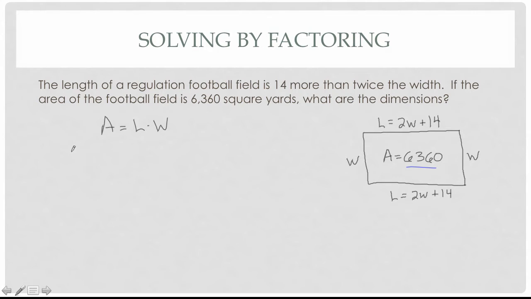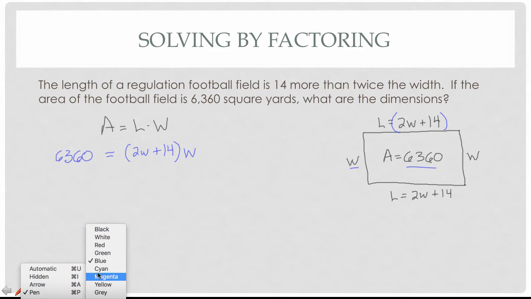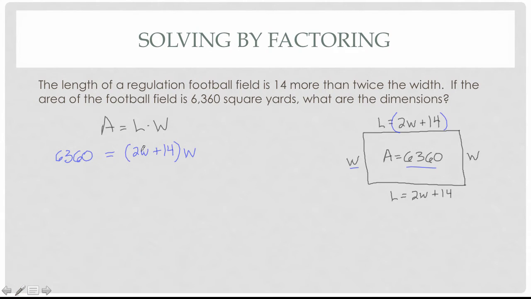Let's put 6,360 in for the area equals my length. Let's put this expression in for the length, 2 times w plus 14. And my width is just w. Now the reason I substituted this expression in for length is now I have an equation with just one variable. The only variable in here is w. And we can start to solve it out. I can take one equation with one variable and solve it.